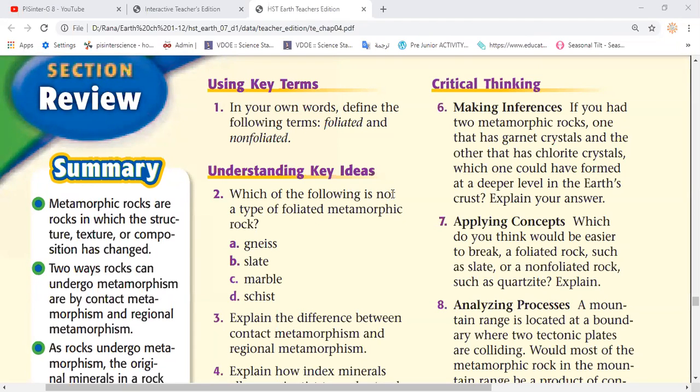The rock with garnet crystals. Of course, the rock with garnet crystals, why? Explain your answers. Because it forms at higher temperature and pressure than chlorite crystals. Excellent. Okay, so chlorite crystals and garnet crystals actually both are index minerals.